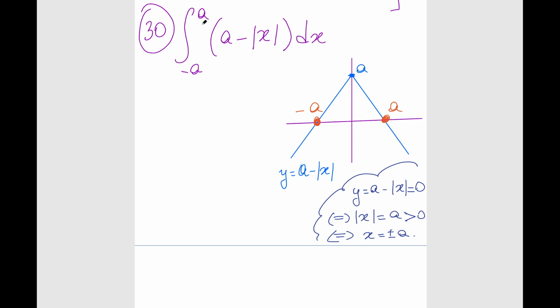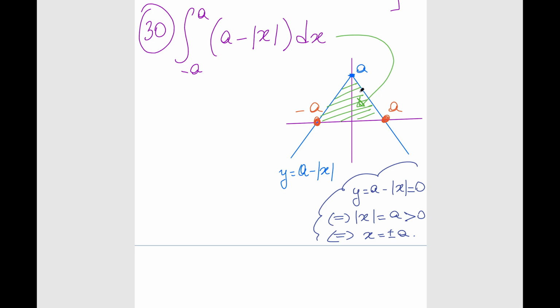The definite integral is the net area of the curve y equals a minus absolute value of x. So it's bounded by the curve, the x-axis, and the two vertical lines, x equals minus a and x equals a. So which part are we talking about? The curve, the x-axis, and the two lines. So we are talking about this triangle here, right? It's this triangle.